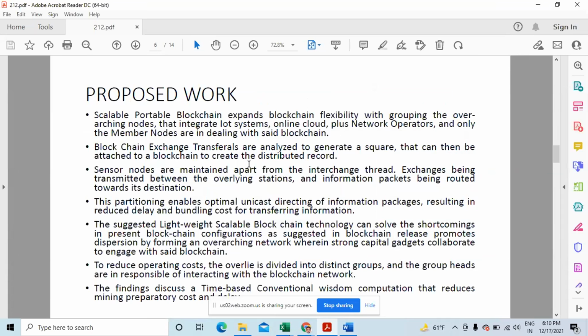So this was our proposed work, where we have basically expanded the blockchain's flexibility with grouping over arching nodes that integrate IoT systems. Basically, we have analyzed the square that can be attached to a blockchain to create the distributed record. And this partitioning is enabling unicast directing of your information packages, resulting in reduced delay and bundling cost for transferring information.